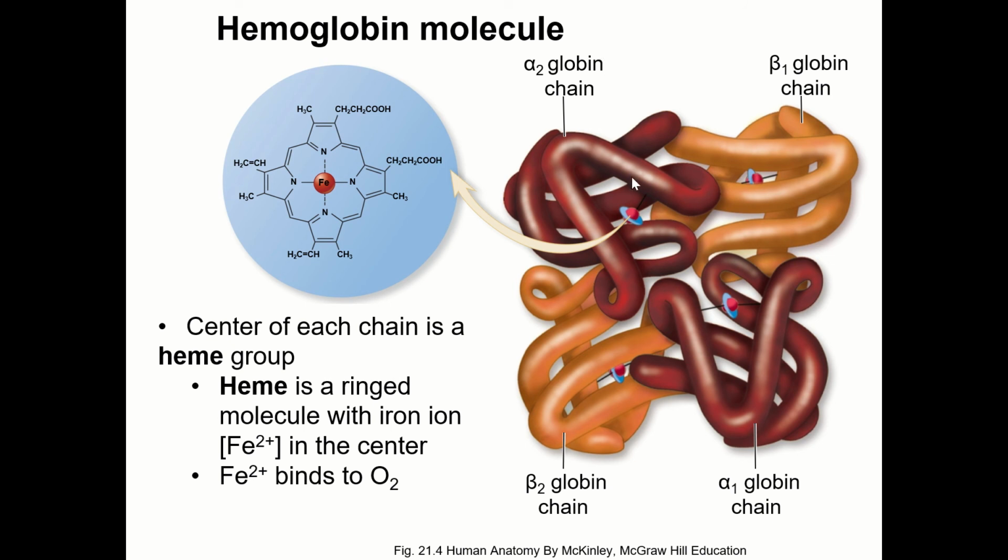Each globin chain of the hemoglobin molecule has at its center a molecule called a heme group. The heme group has at its center an iron ion, so it's iron 2+. And that iron ion is what actually binds to the oxygen molecule. So since there's one of these heme groups at the middle of each globin molecule, what that means is each hemoglobin molecule binds to 4 oxygen gas molecules.